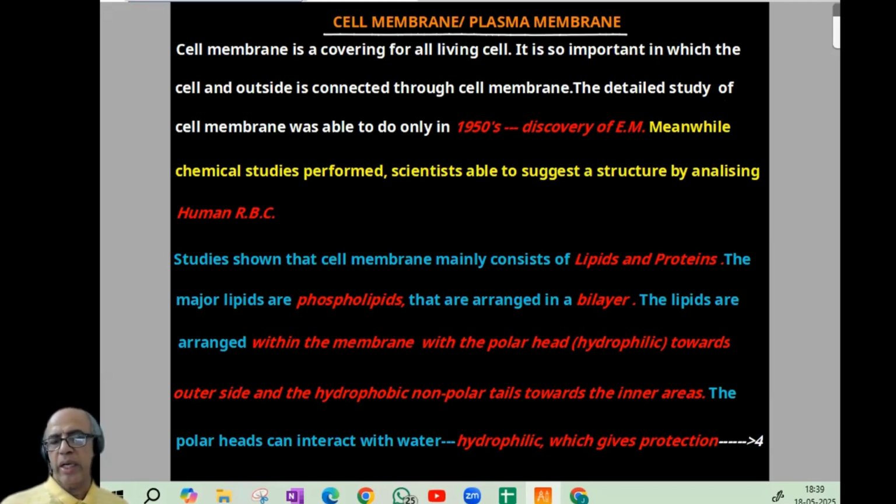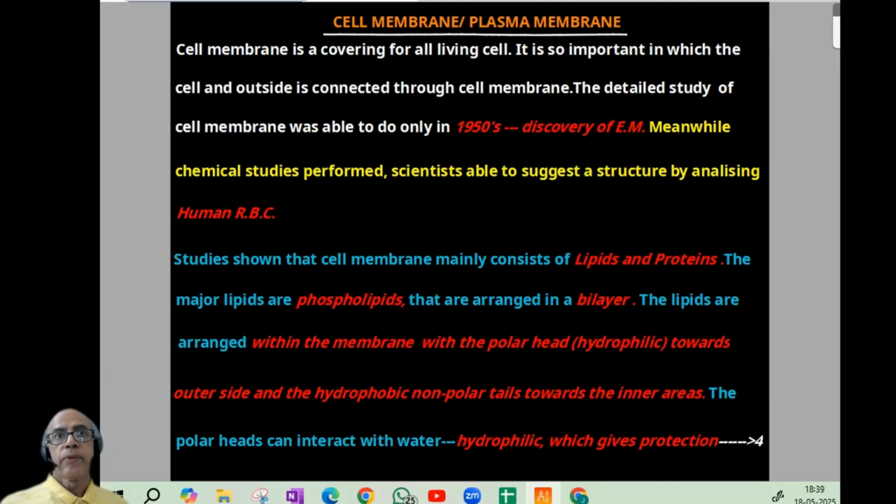After that, we got a clear-cut idea because of the discovery of the electron microscope along with it. That is the mid-1950s. That is the year we usually say. Chemical studies were performed and the structure was proposed by analyzing human RBC, mainly lipids and proteins. Phospholipids are arranged in a bilayer, with a polar, hydrophilic head and a non-polar, hydrophobic tail.